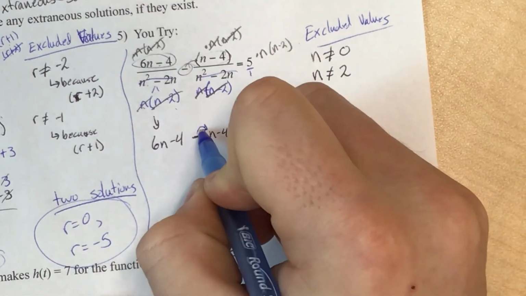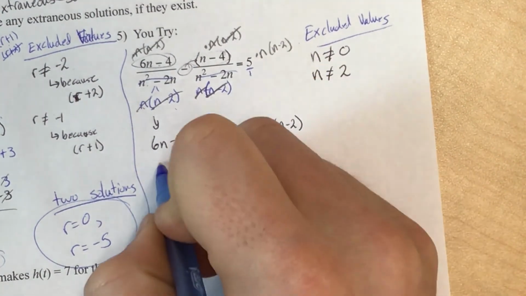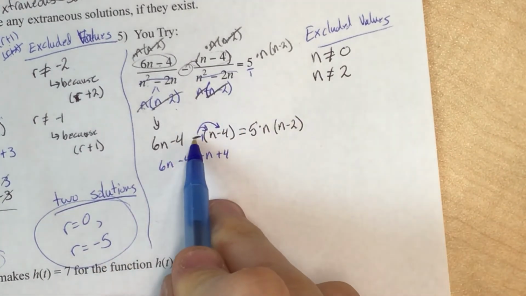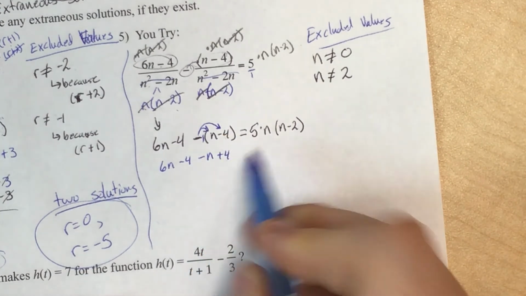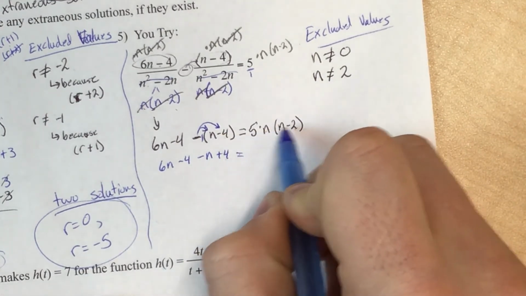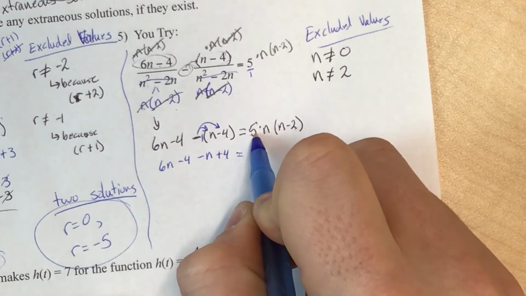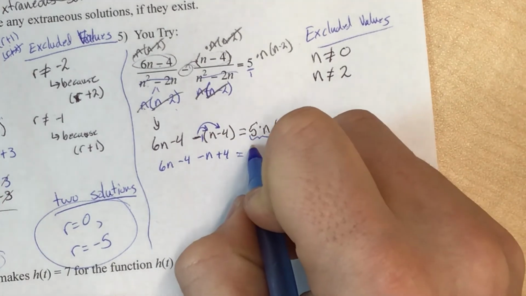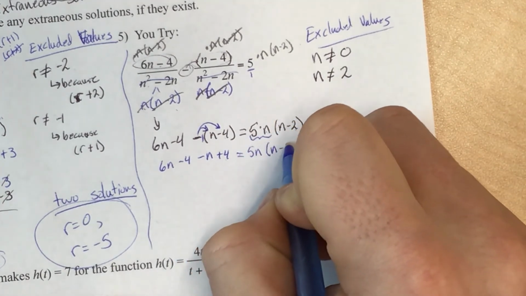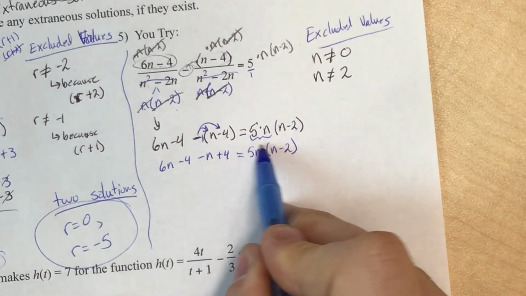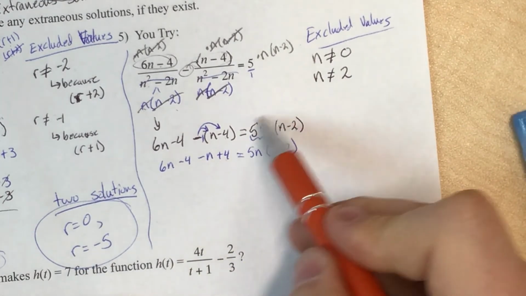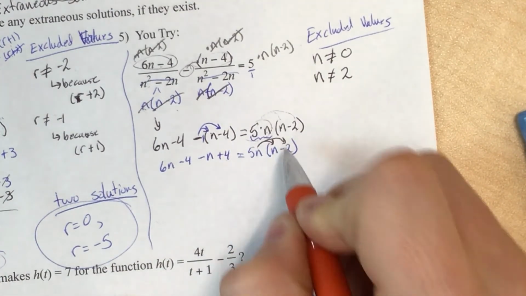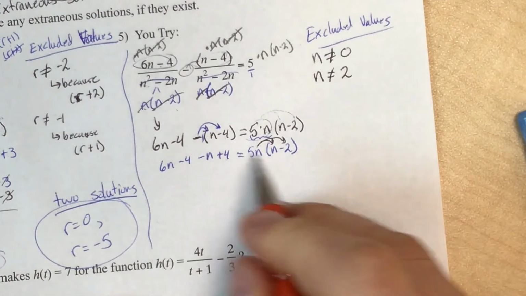Now I'm going to distribute this negative 1 into both of these. So we have 6n minus 4 minus n plus 4, because the negative 1 times the negative 4 is positive 4. Now, these are three terms multiplied together, so I'm going to multiply two at a time and then distribute. This right here, 5 times n, is just 5n. Then I'm going to multiply the 5n into the n minus 2. You might be able to do these two steps in one, but I'm going to do it in two different steps. Now we're going to distribute the 5n into the n and then the negative 2.